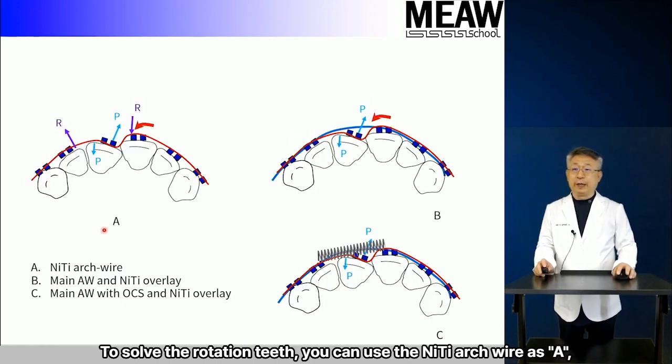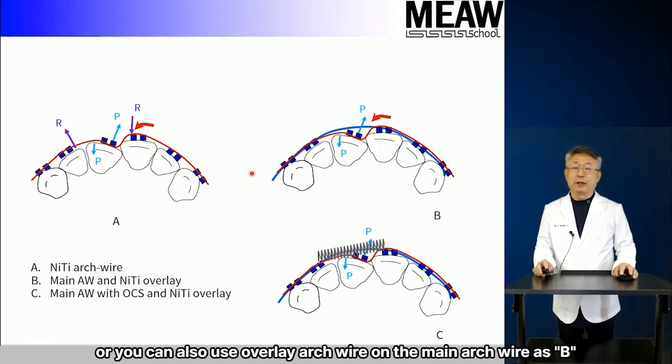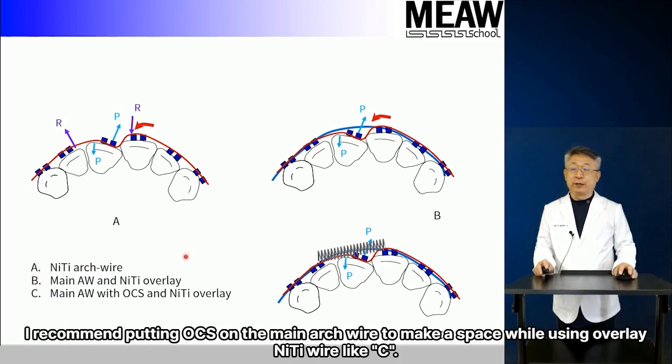To solve the rotation teeth, you can use the knee-tie arch wire as A, or you can also use overlay arch wire on the main arch wire as B. I recommend putting OCS on the main arch wire to make a space while using overlay knee-tie wire like C.